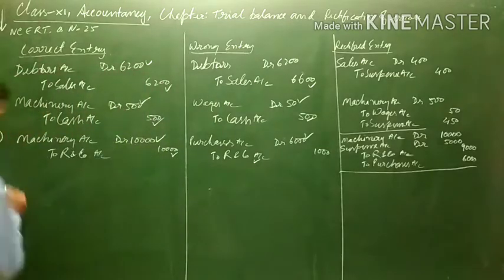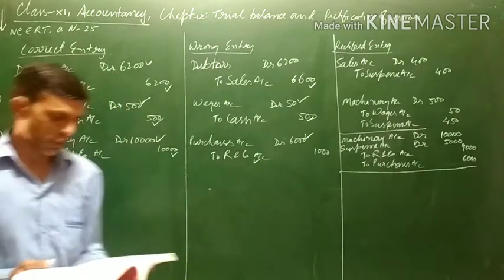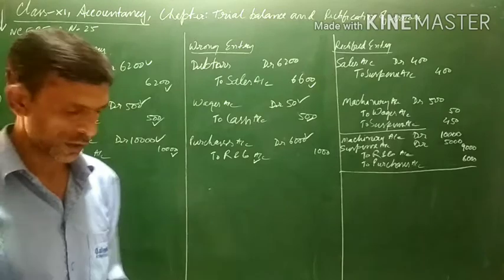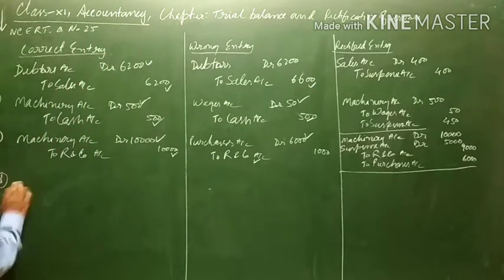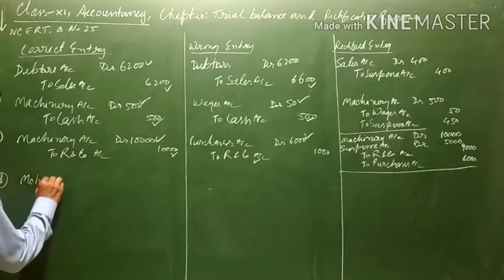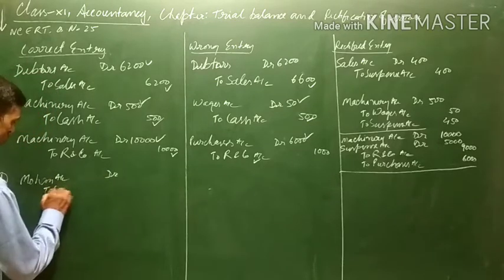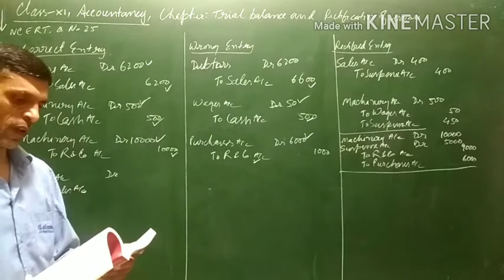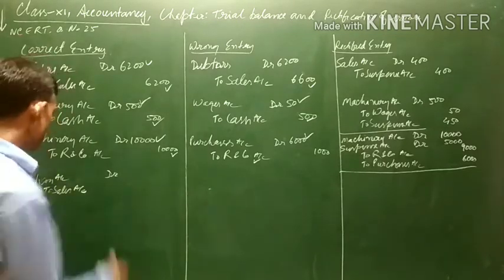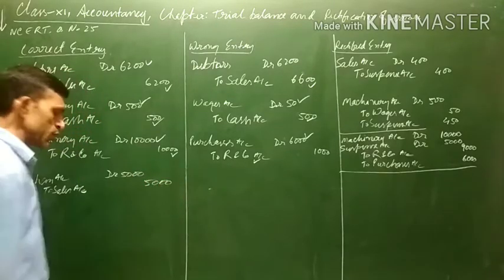Now come to the D part. Credit sales to Mohan 5,000 were recorded in purchases book. Credit sales to Mohan. Now goods are sold to Mohan. If it is a credit sale, the entry will be Mohan account debit to sales account. This is the sales amount, credit sales to Mohan 5,000. This is the correct entry: Mohan account debit to sales 5,000.